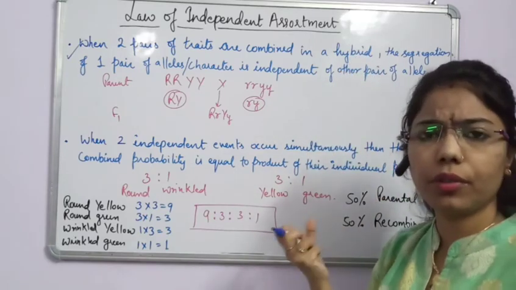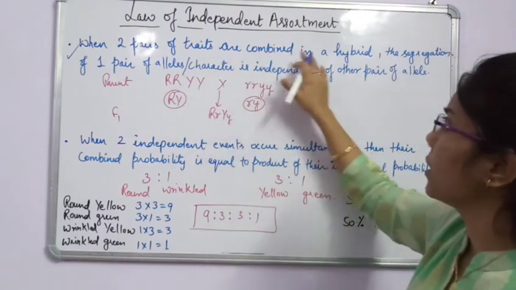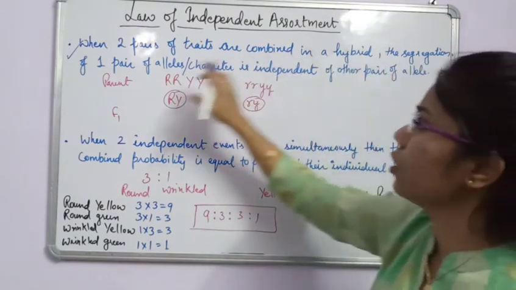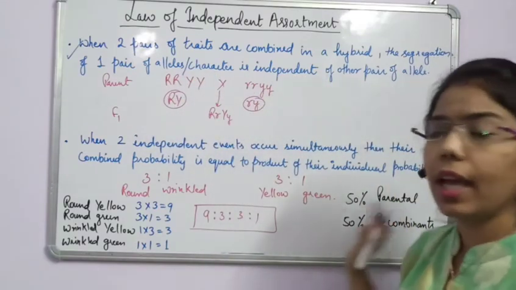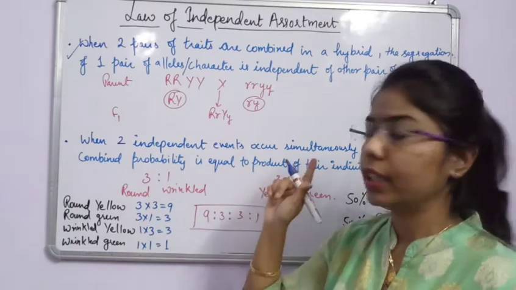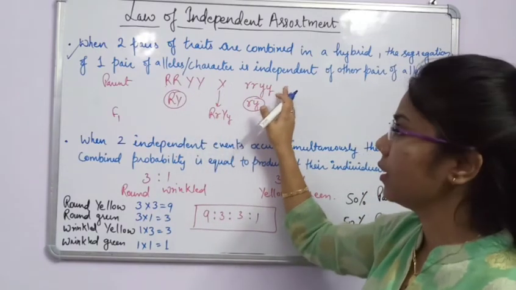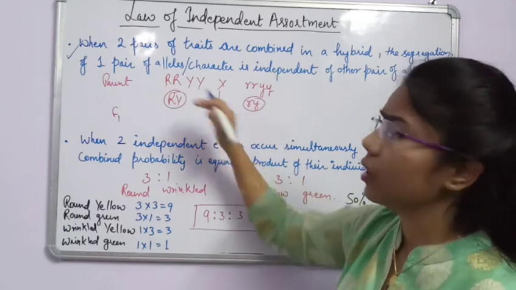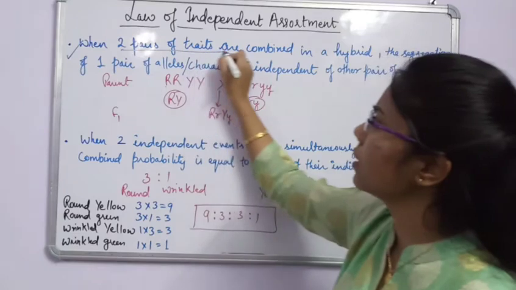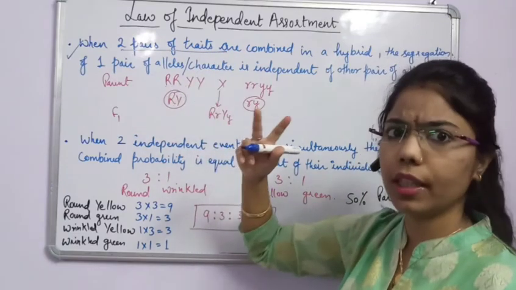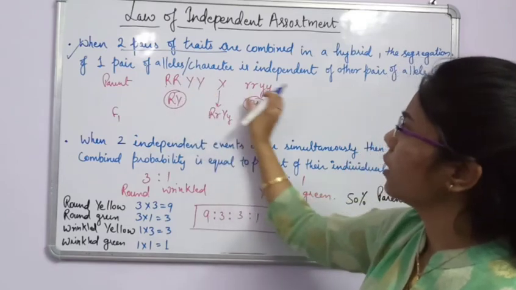With a combination of two different characters, it is forming some recombinants. So when two pairs of traits are combined in a hybrid, the segregation of one pair of alleles is independent of each other pair of alleles. As we have done in the dihybrid cross, we have taken round yellow and wrinkled green. So, example: these two pairs of traits, what are the two pairs we have taken? Seed color and seed shape. So these two traits, what will they do?